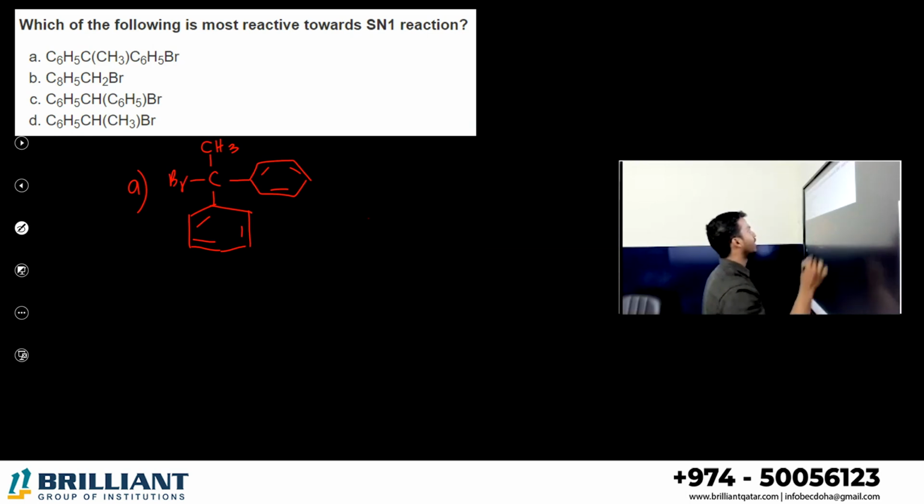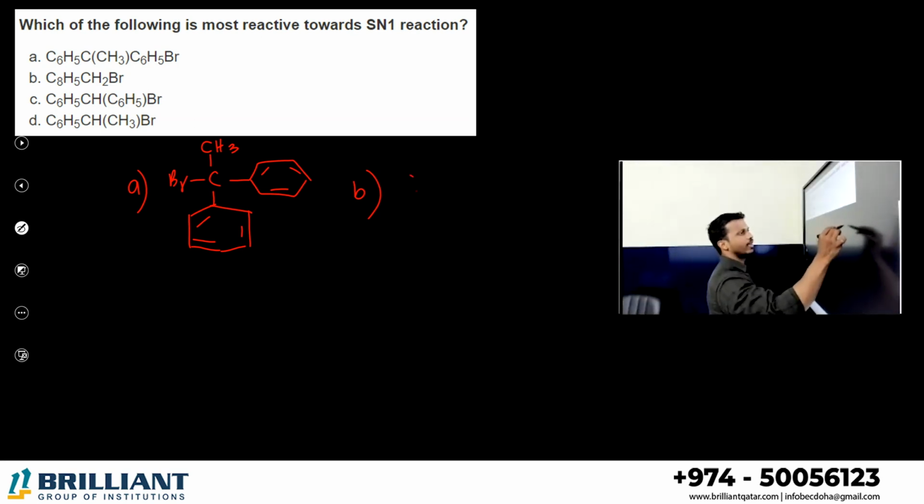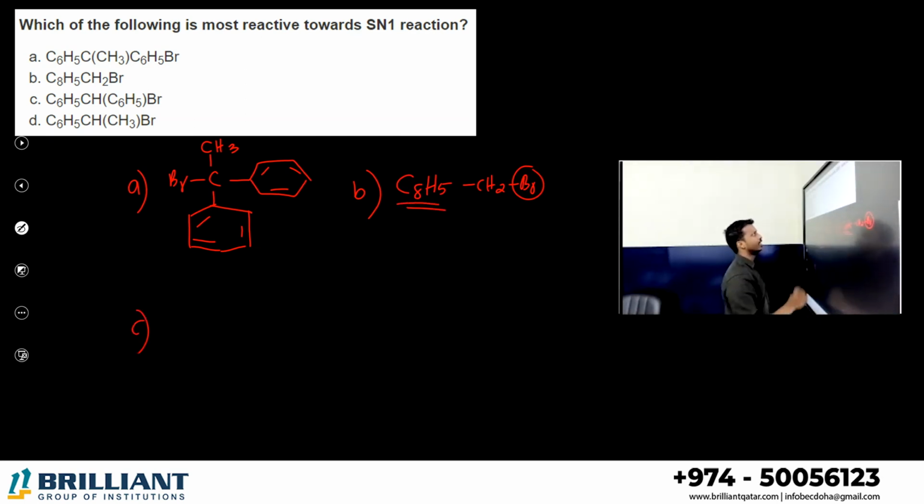What is option B? C8H5CH2Br. I think there is no need to discuss C8H5, it is not like a benzene ring. It won't give you any stabilization, right? C8H5CH2Br. If you eliminate bromine also, you are not going to get a stable carbocation. It's not a benzene ring.